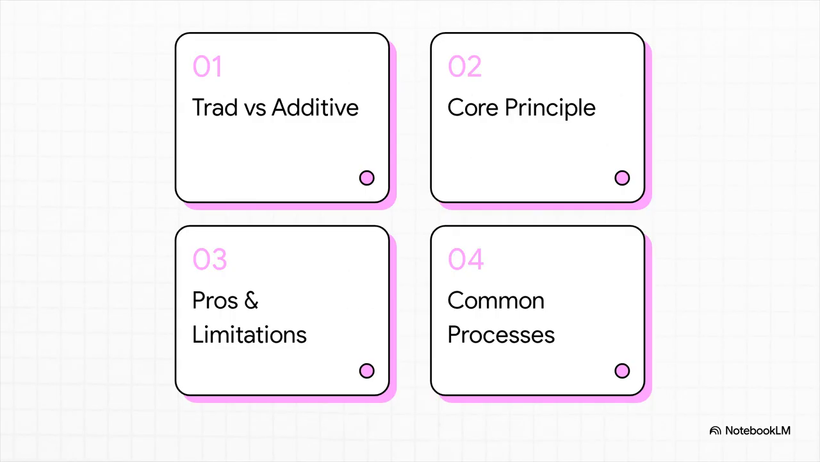So to see how we bypass those physical limits, here is our roadmap for today's explainer. First, traditional versus additive manufacturing. Second, the core additive principle. Third, we'll weigh the advantages and limitations. And finally, we'll wrap up with the common additive processes being used out in the industry right now.